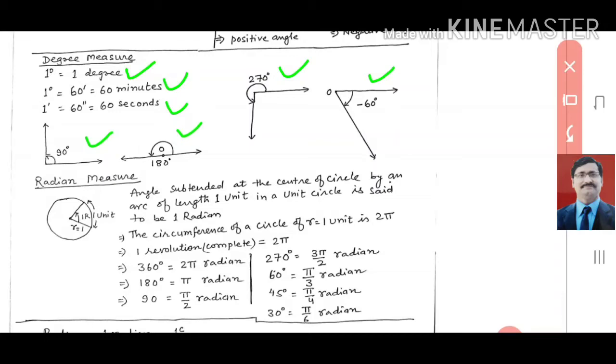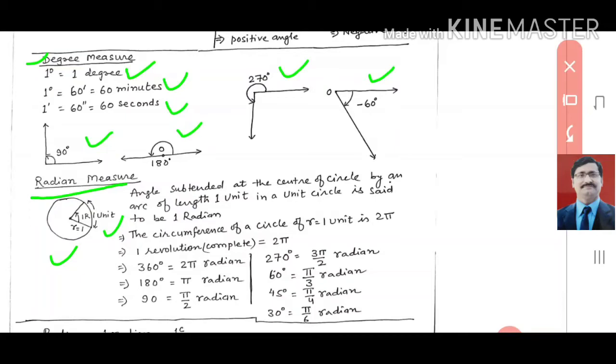Now we have a main important part, the radian measure. Above we had the degree measure. Degree means the angle will be given to you in degree format, and second we have the radian format. Look here, you can see a circle. In the circle the radius is 1 centimeter or 1 unit, and the length of the arc is also 1 unit. At that time this angle will be 1 radian.